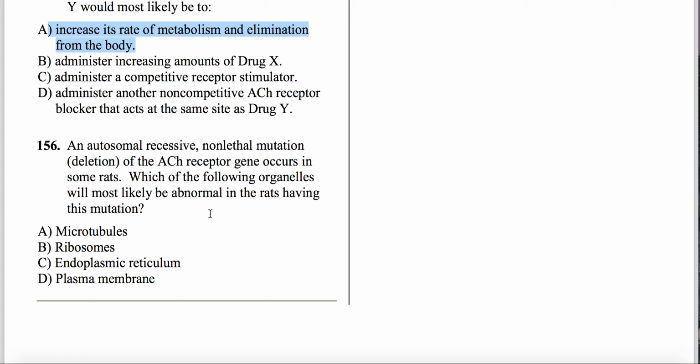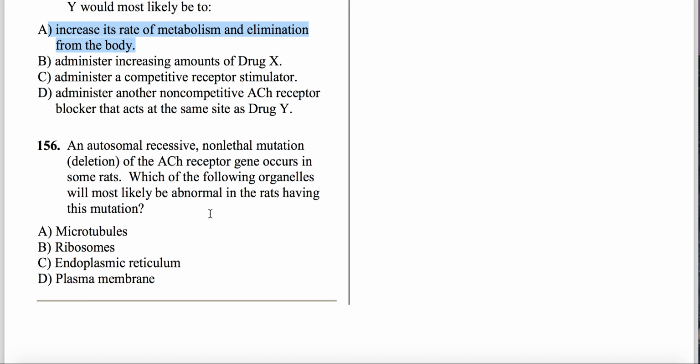Okay. An autosomal recessive non-lethal mutation deletion of the acetylcholine receptor gene occurs in some rats. So we just don't have the receptor in some of them. Autosomal recessive non-lethal mutation. Interesting how it's not lethal. It's probably always just a subset. Which of the following organelles will most likely be abnormal in the rats having this mutation? Microtubules, ribosomes, endoplasmic reticulum, plasma membrane.